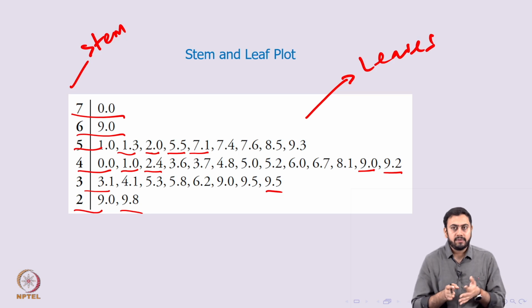Now, what might be a couple of advantages, very quickly, of a stem and leaf plot? I can somewhat treat a stem and leaf plot as a horizontal histogram. Can you see that? If I flip this vertically, it becomes a histogram for me, or it becomes a bar graph for me, isn't it?